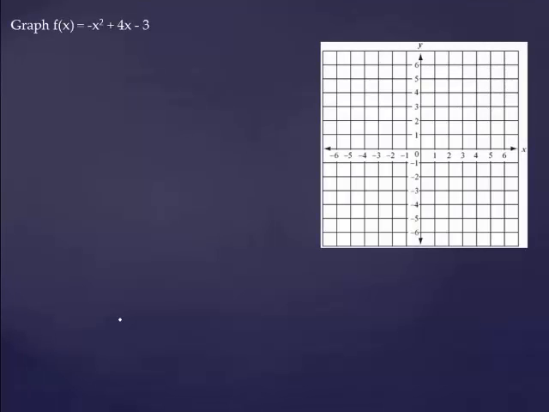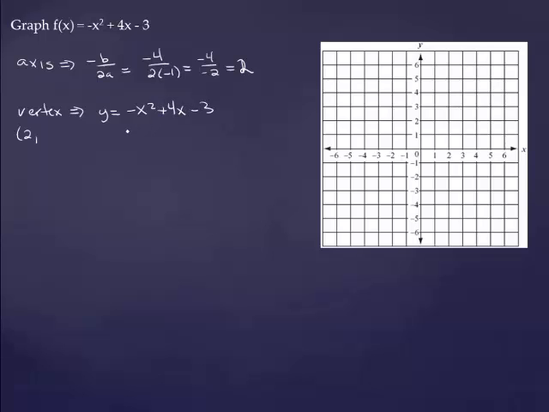Graphing my next function, I'm going to start with my axis of symmetry. So I get negative b over 2a. So I have negative 4 over 2 times negative 1. That's negative 4 over negative 2, which is positive 2. My vertex occurs when I plug in 2 for x. So I'll have negative 4 plus 8 minus 3, which is 1.